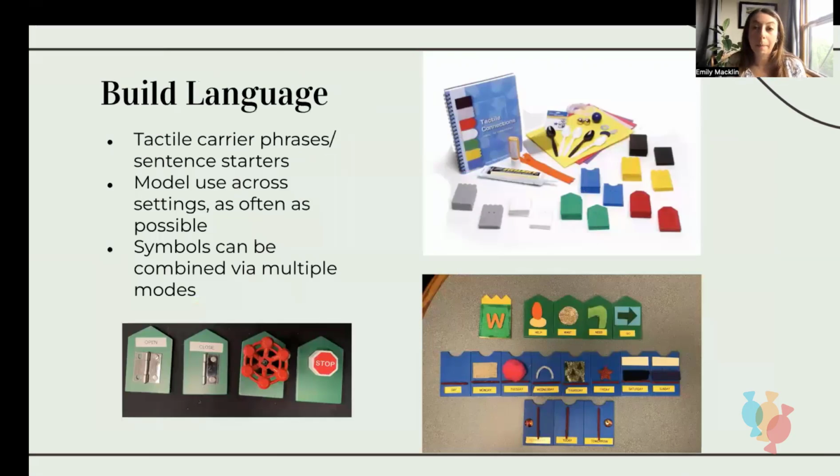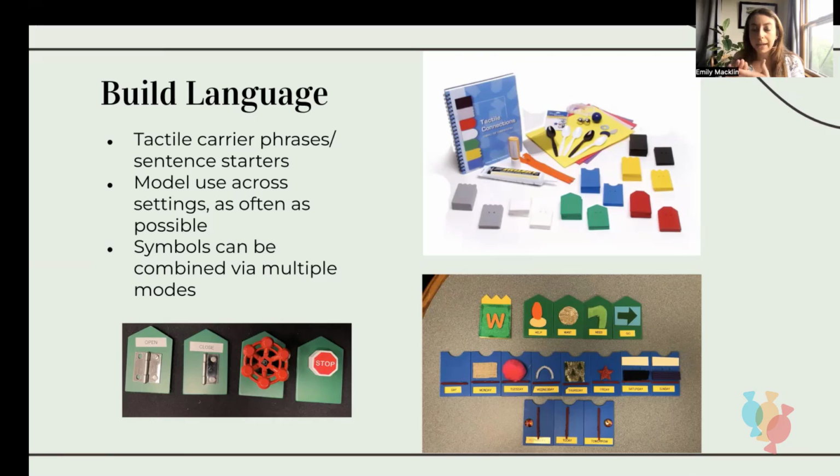Okay, so now we're going to talk about building language with tangible symbols. I want to talk about tactile carrier phrases or sentence starters, how we can model use across settings as often as possible, and how symbols can be combined using multiple modes. So I really like the Tactile Connections Kit. That's by American Printing House, APH.